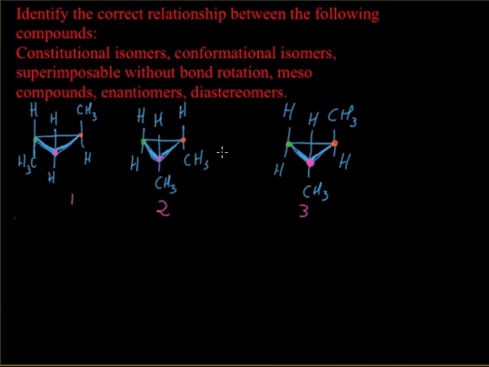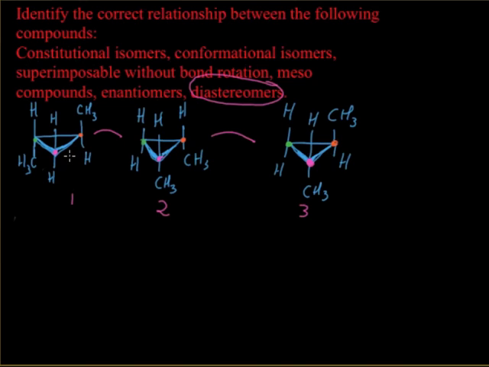Okay, so they're definitely different compounds, and since these are all stereoisomers of each other, they have to be diastereomers. Okay, so 1 and 2, they're diastereomers, and 2 and 3 have to be diastereomers.